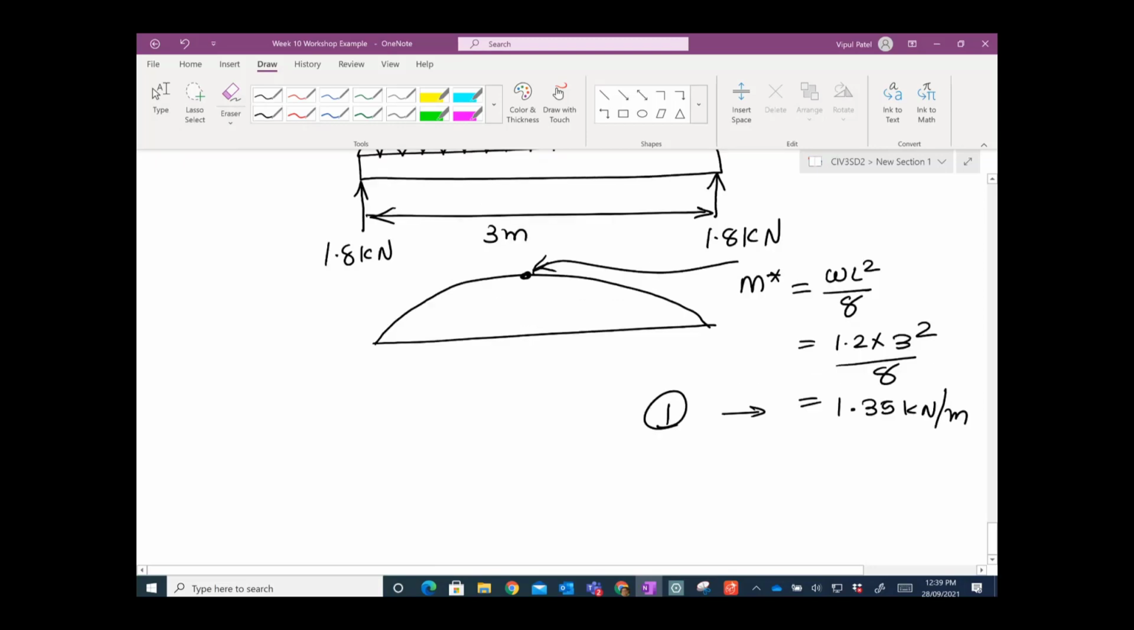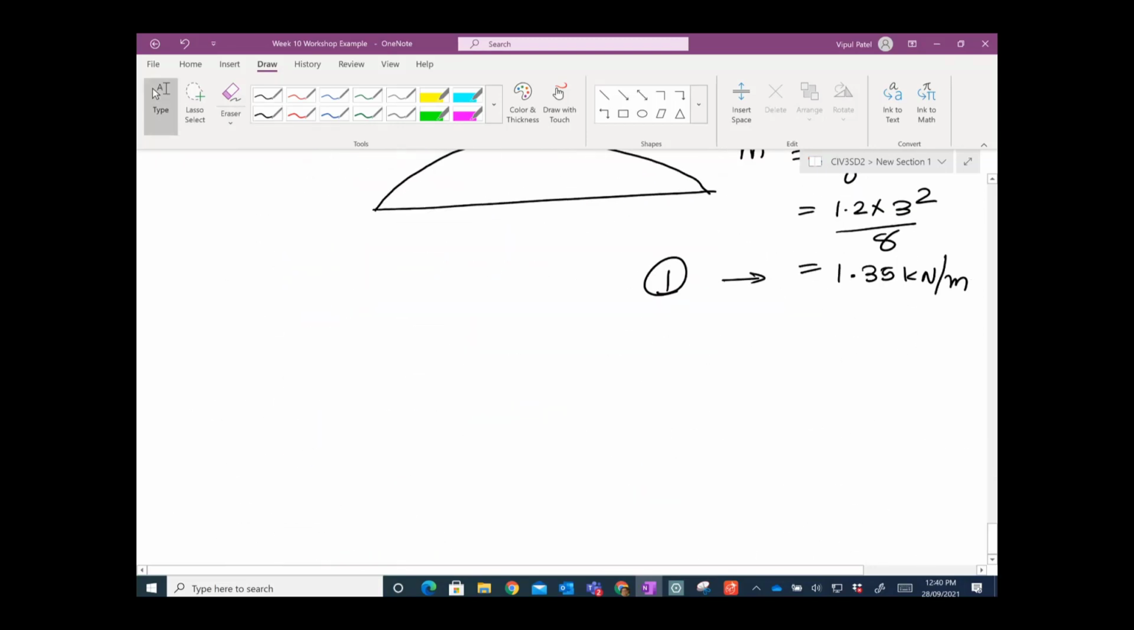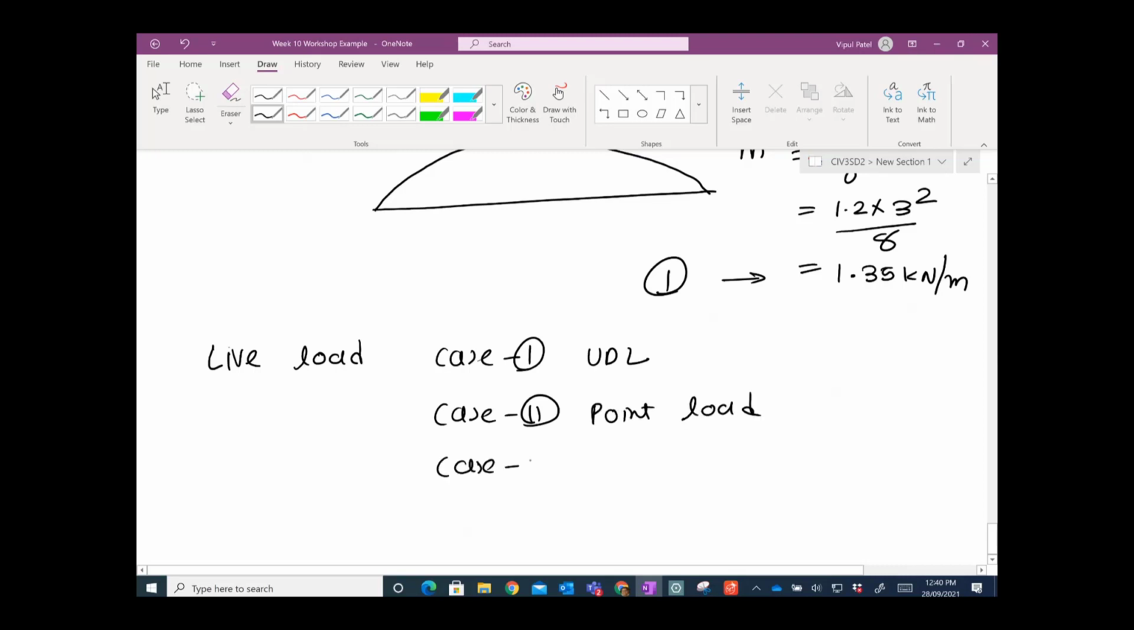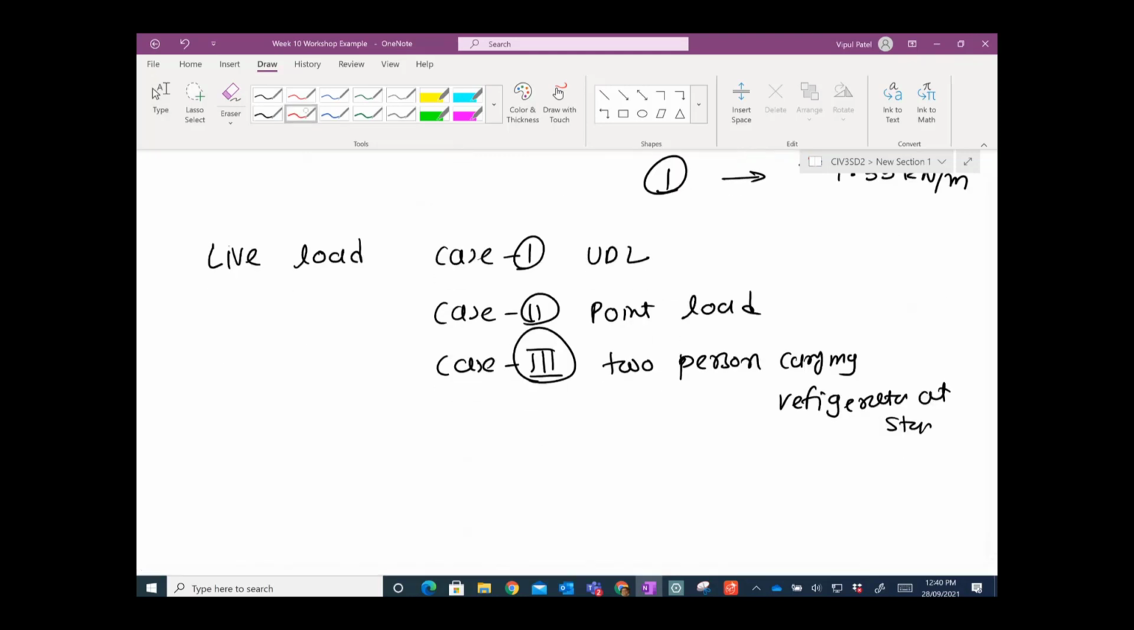Now there is another one that they talk about. So what is the story? I will have different live loads. Case number 1, where you have UDL load. Case number 2, where you have point load. Case number 3, I'm talking about live load from two people carrying a refrigerator at stairs. So there are 3 different load cases, and from each load case I will calculate M star.